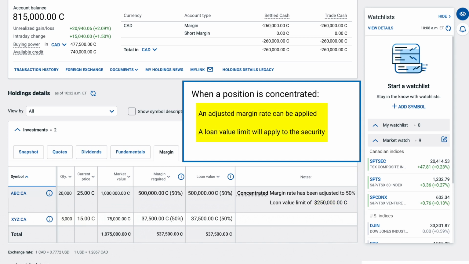Both of these measures are designed to help limit the risk of holding concentrated positions by reducing the amount of leverage available to you. To help manage the increased risk of concentrated positions, BMO Investor Line may immediately adjust the margin rate and will always place a loan value limit as soon as the position meets the concentration threshold. This in turn may affect your buying power.